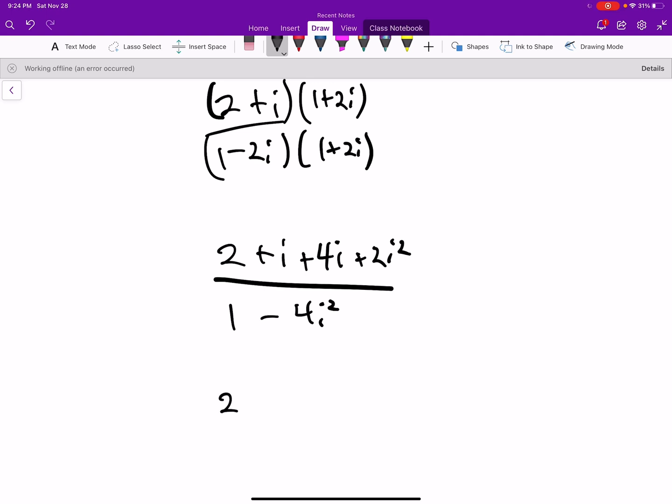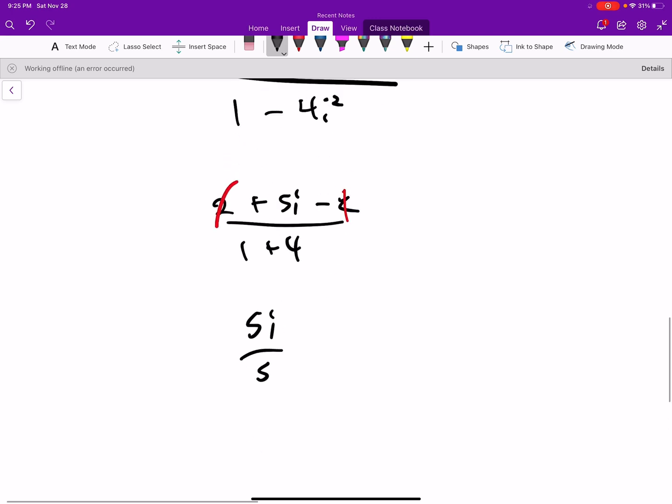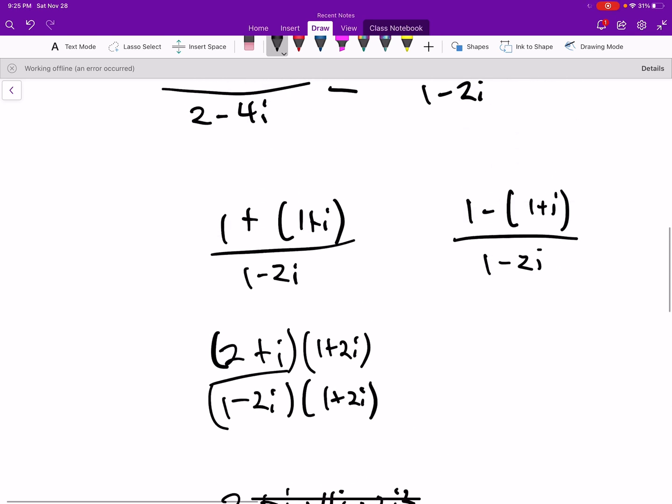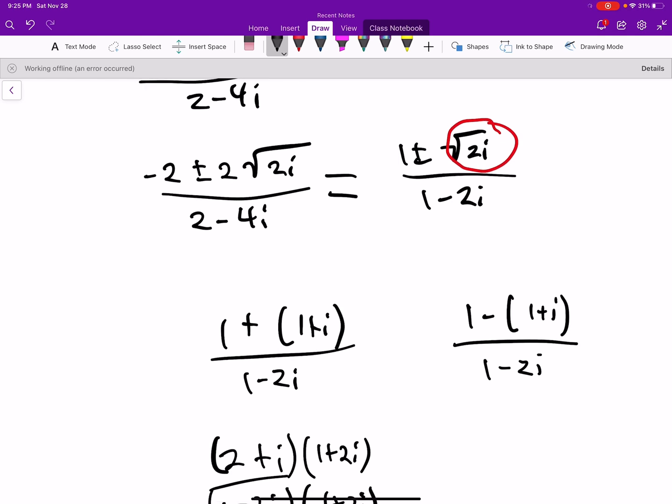Oh no, sorry. This is going to be 2 plus 5i minus 2 all over, this is going to be 1 plus 4. These are going to cancel, and we just end up with 5i over 5, which is going to be i. Now, I definitely made a mistake here because I think the answer is -i. So where did I make a mistake? Oh, right here. In fact, there it is right there.